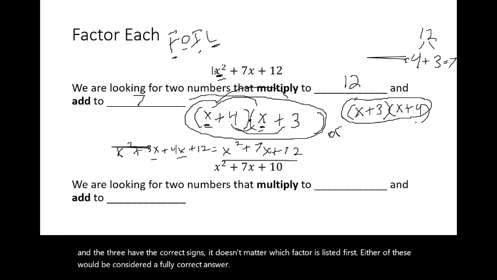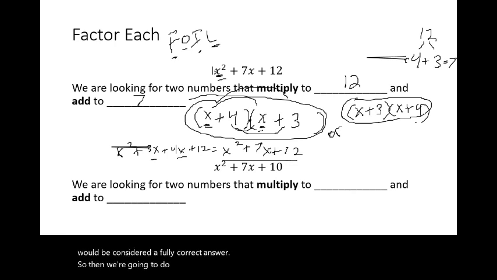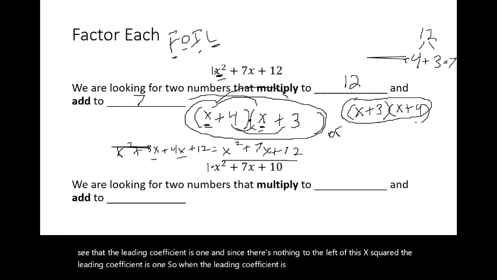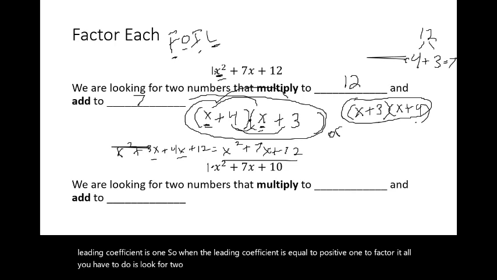So then we're going to do the next one. So for x squared plus 7x plus 10. First of all, let's check to see that the leading coefficient is 1. And since there's nothing to the left of this x squared, the leading coefficient is 1. So when the leading coefficient is equal to positive 1, to factor it, all you have to do is look for two numbers that multiply to the last number, 10, and add up to the middle number, 7.